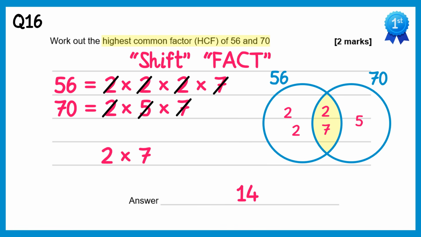Now sometimes the question may ask you for the lowest common multiple instead. If it's the lowest common multiple, you would multiply all of the numbers you can see in the Venn diagram here. So we'd have the two 2's from the 56 circle, the 2 and the 7 from the overlap part, and the 5 in the 70 circle. So if it said find the lowest common multiple, you'd use your calculator to do 2 times 2 times 2 times 7 times 5.